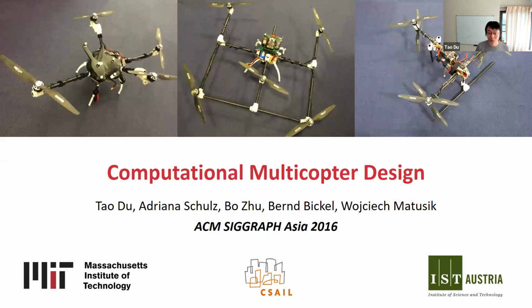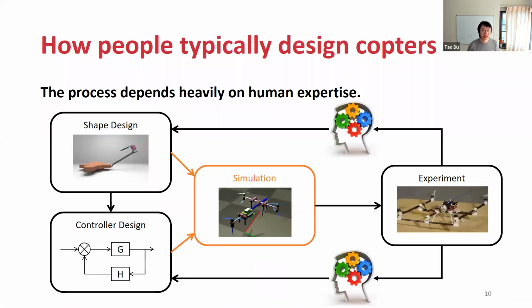And here I'm going to use one relatively old work from my early PhD career to explain the basic concept of computational robotics design, and also to highlight the role of a simulation tool. So this paper is called Computational Multi-Copter Design. It was published at ACM SIGGRAPH Asia in 2016 in collaboration with IST Austria. And in this paper, we attempted to propose a computational design pipeline for one particular type of robot, which is aerial robot.